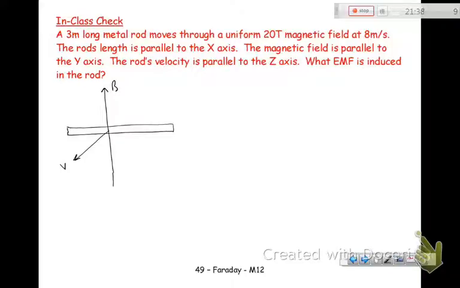What EMF is induced? The quick way is EMF is equal to BLv, with a little curly E so I'm not confusing that with voltage. So for this there would be 20 times my length, which is 3, times my v, which is 8. 3 8s are 24, 240, 480 volts.